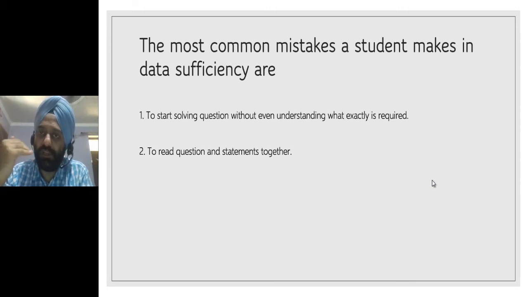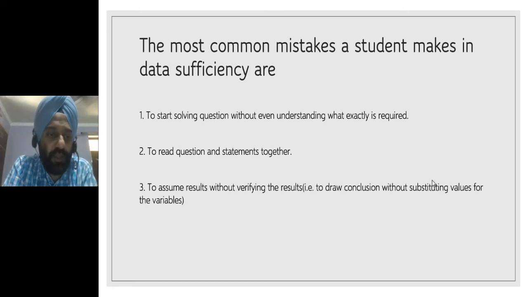The other mistake that students make is that they carry the information of statement 1 with them when they read statement 2. So read statement 2 independently of statement 1. Then see if statement 2 is sufficient or not, and then go to the next step, whether we need to combine the statements or not. So don't read the question and statements together. That's wrong. First read the question, understand what you need to find, and then go to the statements. And don't read the statements together either. Just read one statement at a time.